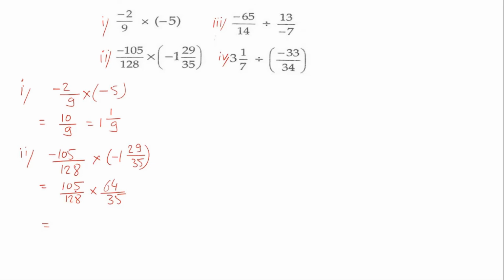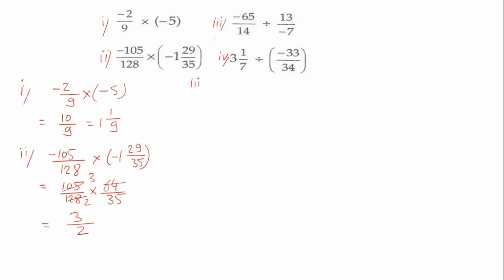Now let us multiply, but before multiply, you see whether we can change or we can deduct any numbers over here. So 35 3s are 105 and 64 2s are 128. So our answer will be 3 by 2.